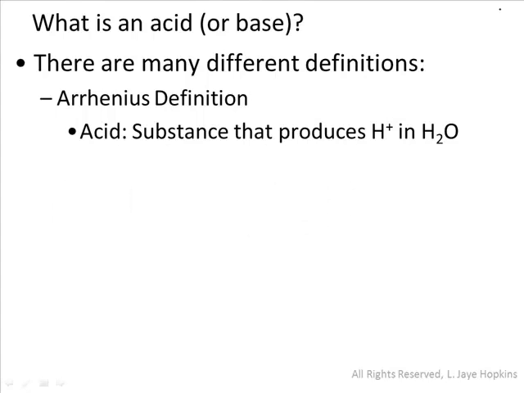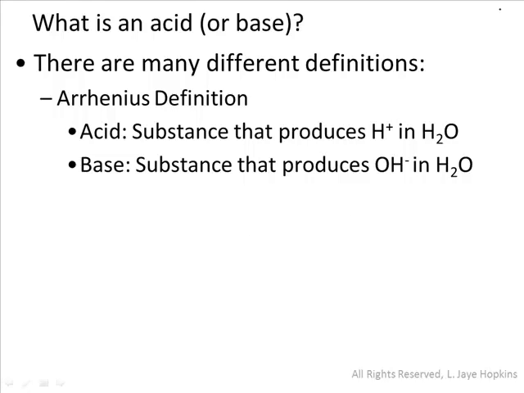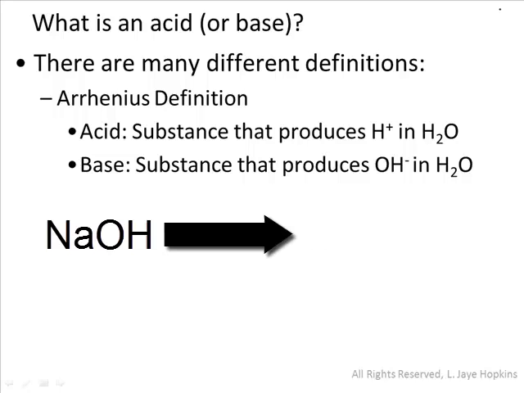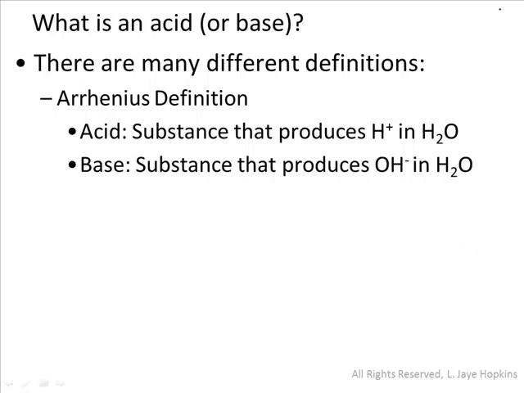In the Arrhenius definition, a base is any substance that produces hydroxide ions when placed in water. Hydroxide has the chemical formula OH-, and it's a polyatomic ion. An example of a base by the Arrhenius definition is the substance sodium hydroxide. NaOH dissociates into a sodium ion and a hydroxide ion in water, hence the reason we call it a base.